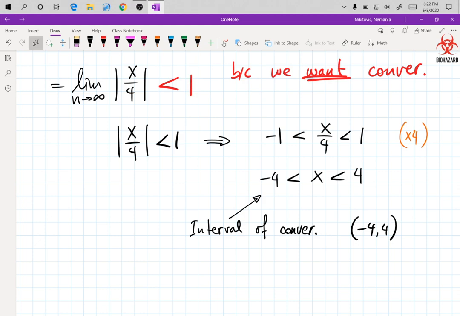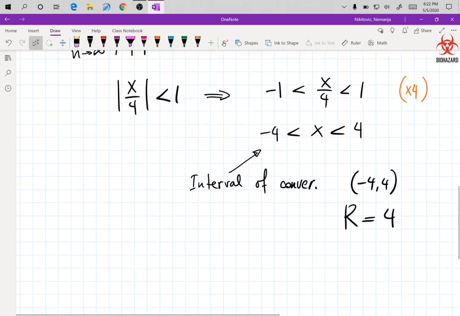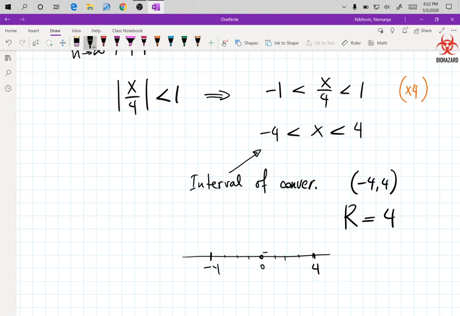Now, the radius of convergence over here is 4. Because if you graph your negative 4 and 4 on the number line, you see that the radius of convergence is just on one side, right, half. This is your x axis, actually, the number line. And we're done, right? That's the radius of convergence. The radius of convergence is half of your interval of convergence.